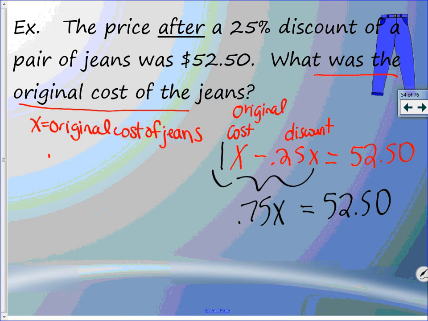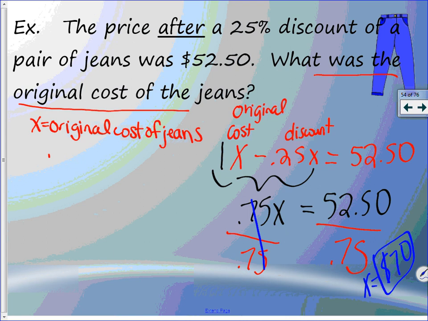40%. Yes. So to calculate, you divide both sides by 0.75. You just have to think of how much of it you are going to pay. You're going to pay 75% of the amount. So how much are those pieces? $70. Now, if you take 25% of 70 and subtract that off of 70, you should get 52.50. It should work.